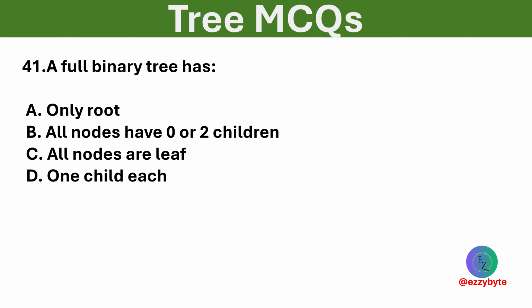A full binary tree has. Options are only root, all nodes have 0 or 2 children, all nodes are leaf, and one child each. Option D is correct. A full binary tree strictly follows 0 or 2 child nodes.